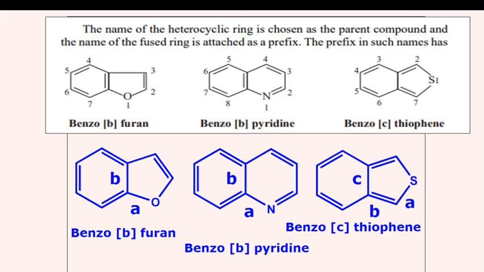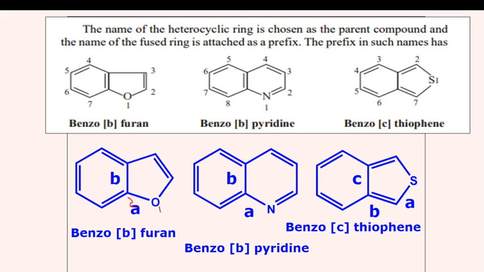The name of the heterocyclic ring is chosen as the parent compound. The name of the fused ring is attached as a prefix. So the prefix in such names has benzofuran. In this case, this oxygen is numbered as 1. Then this 1 and this attachment is numbered as 2.